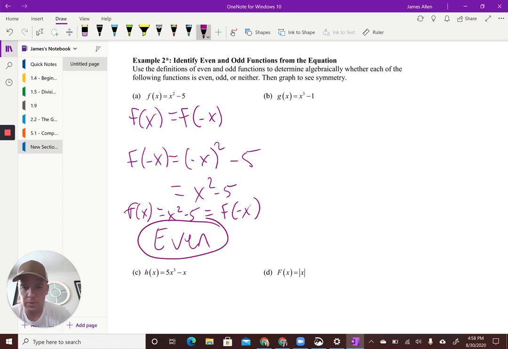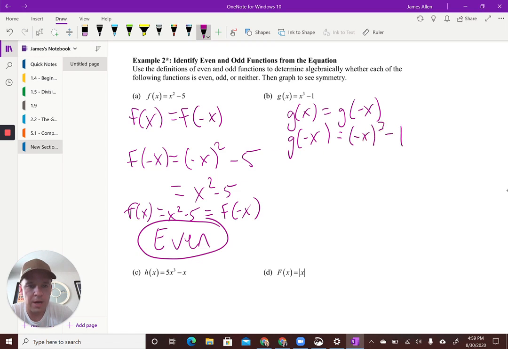Even. If we were to graph this, we would see a parabola, a quadratic function going through the y-intercept of negative 5, and it'd be symmetric over the y-axis. Now, we have g of x equals x cubed minus 1. If I first test to see if it's even, is g of x equal to g of negative x? Well, g of negative x is negative x cubed, and if we remember, the cube is not going to change the sign, so I'm left with negative x cubed minus 1. So g of negative x does not equal g of x. So not even.